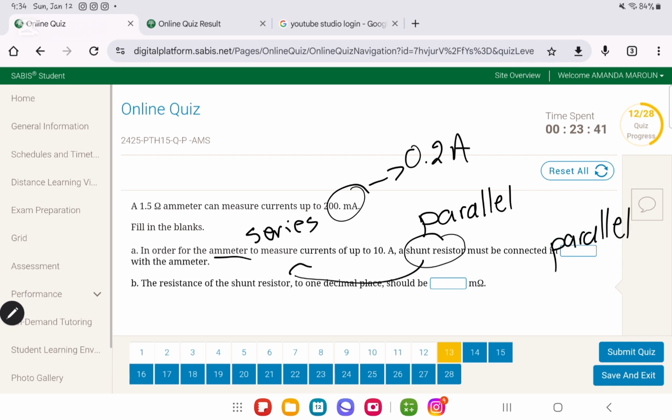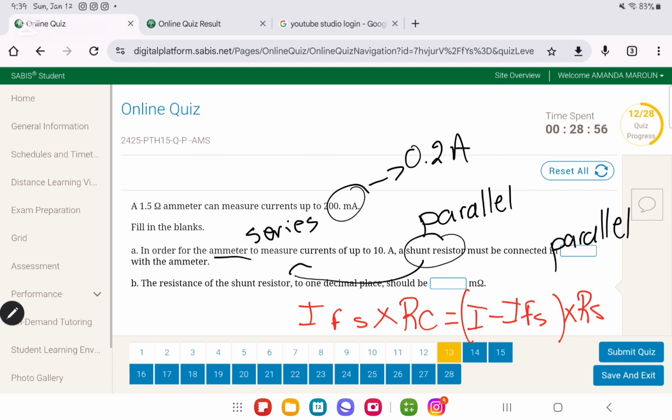Now, to find the resistance of the shunt resistor, we have to follow a really long equation. Sorry if the time keeps on going, this is not on your time, this is on my time. So the equation is that the full scale current multiplied by the resistance of the ammeter is equal to the total current minus the full scale current, times the resistance of the shunt.